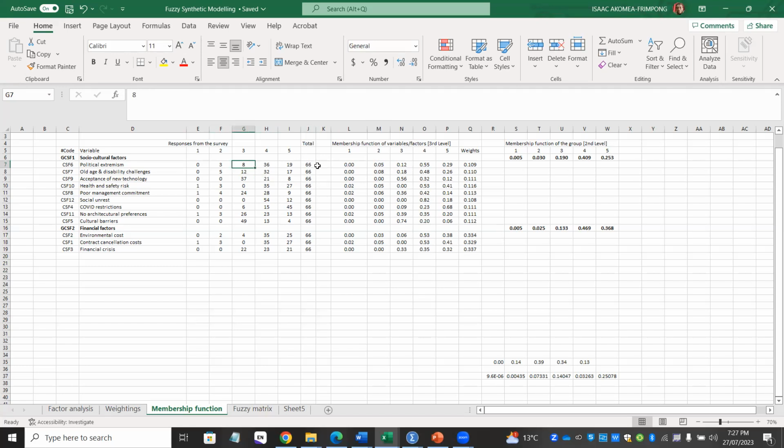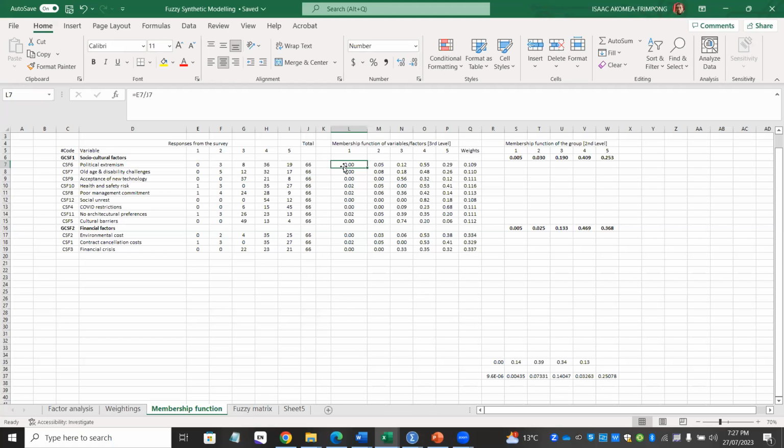Next, 8 over 66, 36 over 66, 19 over 66. So I hope you got it. And you do the same thing for all the other ones. And that will give you the membership functions of the variables. Very simple. It's not difficult.